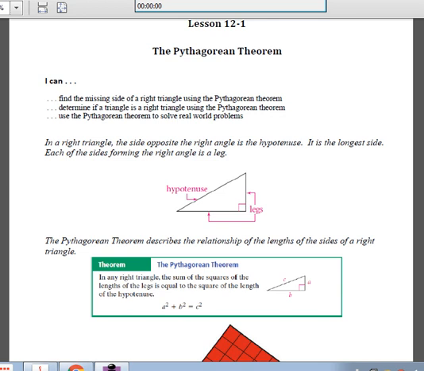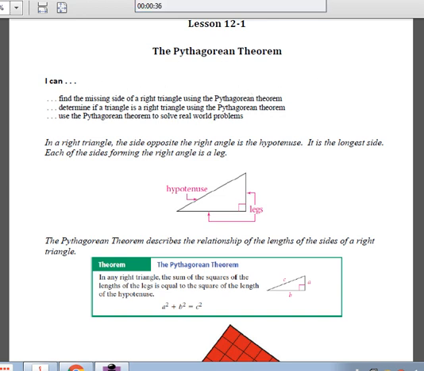This is the first lesson for topic 12, the Pythagorean theorem. This might be the first time you've ever heard this word. However, I bet if you say this to your parents, many of them will at least have heard of this, if they don't remember exactly what it is. The Pythagorean theorem, very popular, well-known, powerful theorem throughout mathematics. So let's go ahead and get started.